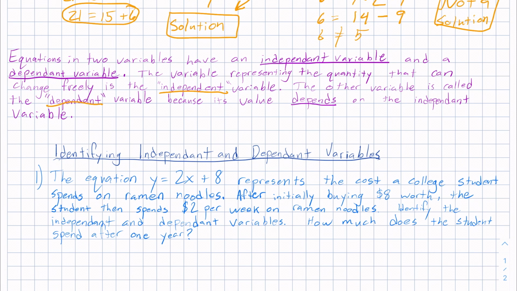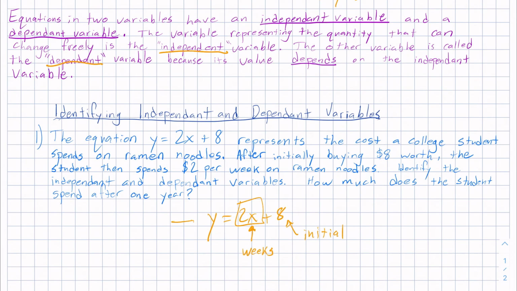So again, here I have to decide. My equation was y equals 2x plus 8, and it told me that this x here is the number of weeks that go by, because they buy $2 worth of ramen per week. And this is my initial amount of money that the student spent on ramen. And that makes the y here the total.